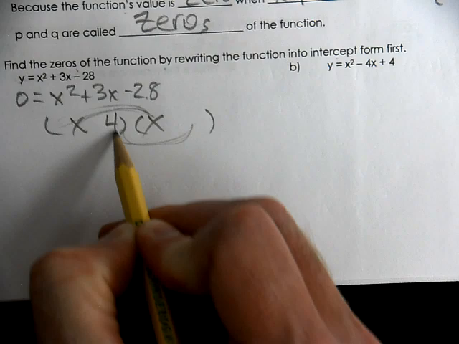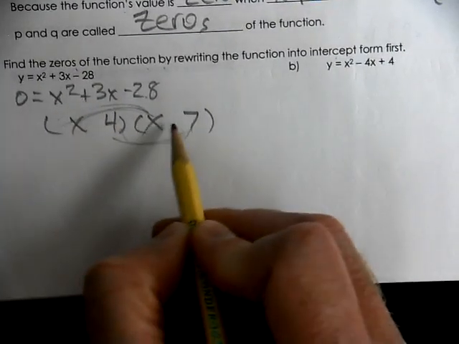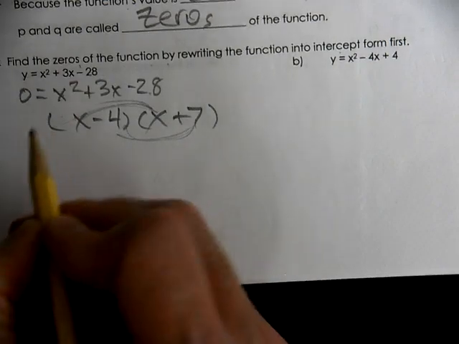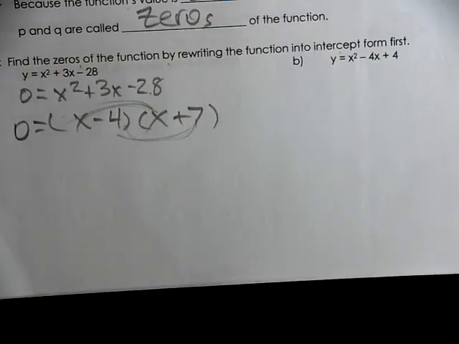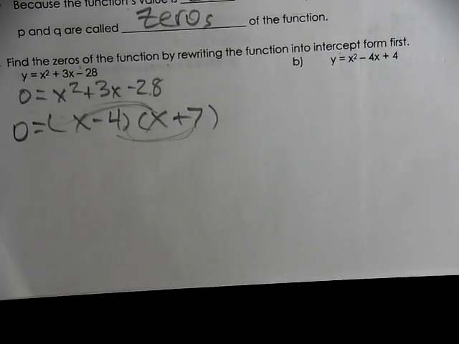But 7 and 4. 4 and 7. The larger number has to be positive. So there you factored it. You just got to think your way through what the possible values are, or you can make your table to help you create that we've talked about before.